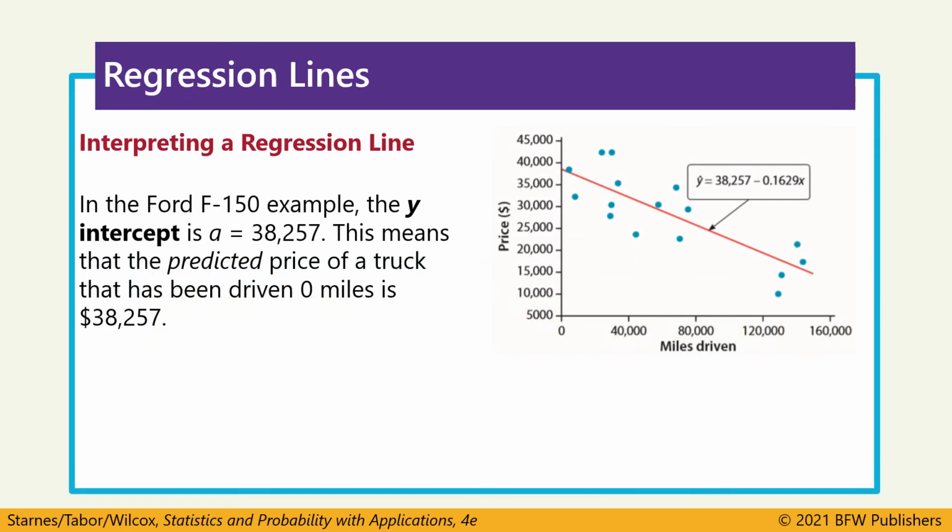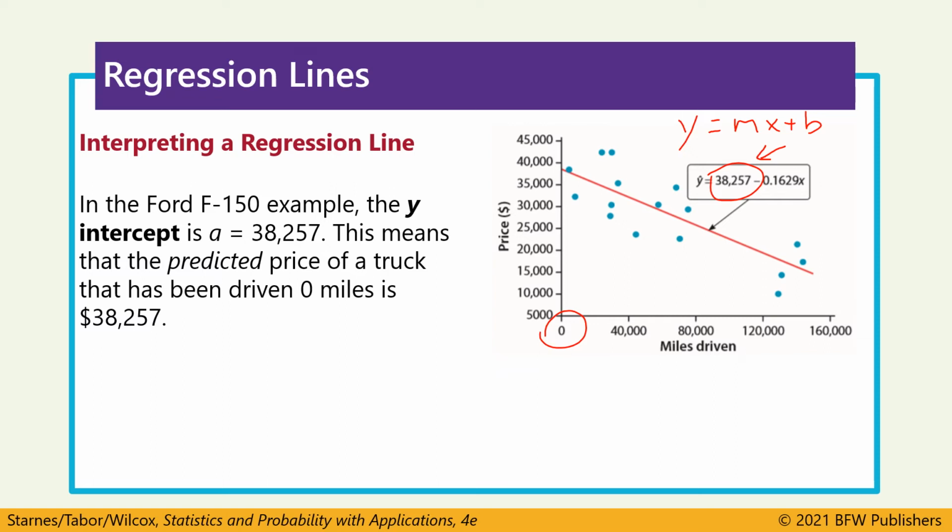So let's put this into context of that scatter plot of the miles driven and price of the Ford F-150s. So the y-intercept is this value right here. Remember, it's kind of in that flipped form of y equals mx plus b, where the b actually comes first. So that y-intercept of 38,257 is telling us the predicted price for a Ford F-150 that's been driven 0 miles. In other words, this is the predicted price of a brand new Ford F-150.